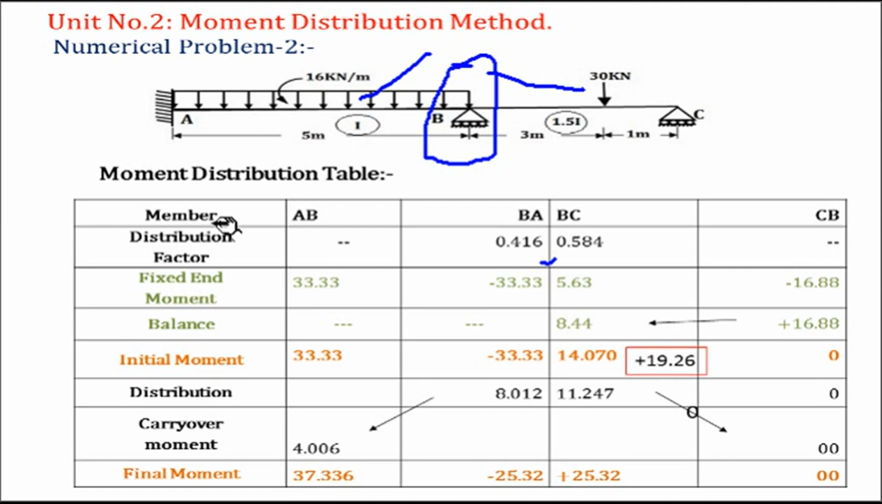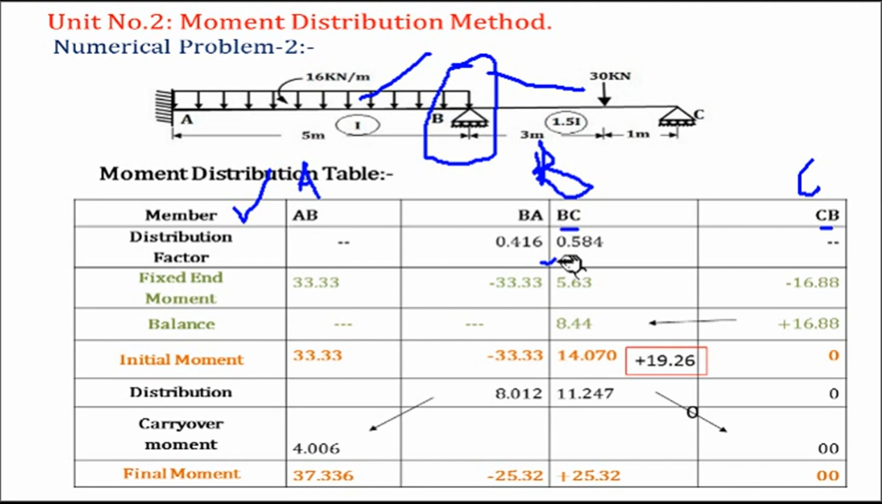First write down the member. Okay, AB member. Here you write down also support, A support. This is your B support, and this one is your last C support. So these are the supports, your joints or supports. AB. Below that write down member AB. At B joint member BA, BC, and at C joint member CB.